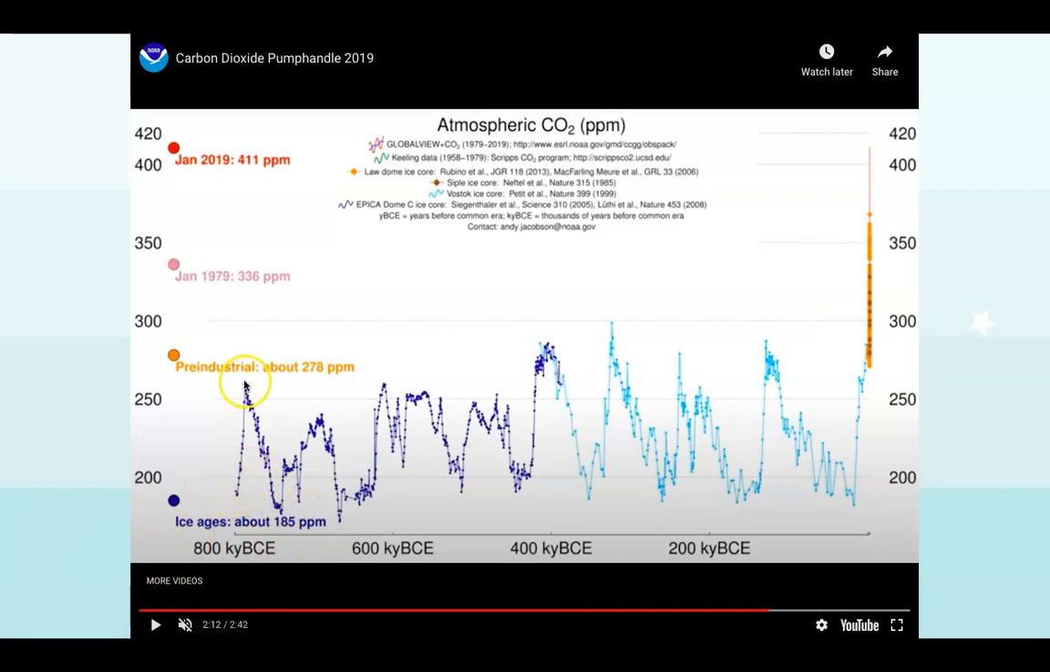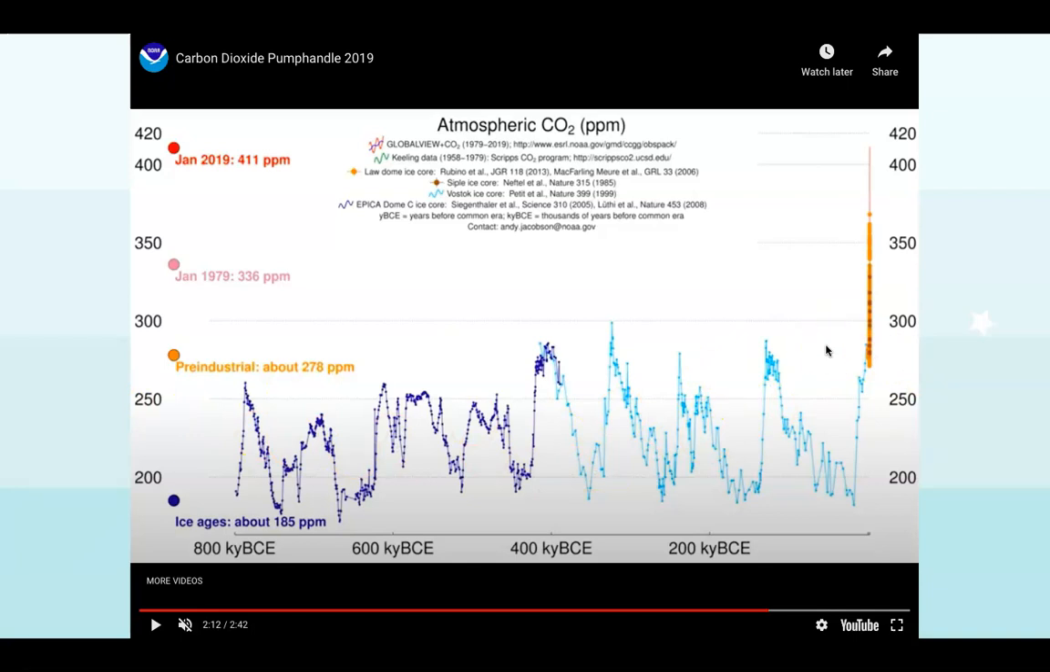Carbon dioxide levels. This is when the temperatures were high. This is when the temperatures were low. And when we look at these carbon dioxide levels, we know that the higher the carbon dioxide, the higher the temperature. But look at current day levels, way up here. As of April, we are at 417 parts per million carbon dioxide in the atmosphere. This is higher than it has ever been in the past 800,000 years.